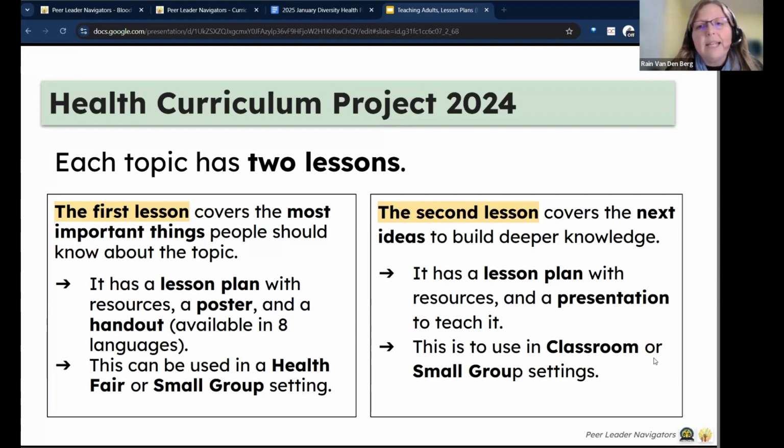So you could use it in a classroom with a group or at a health fair. The second lesson covers the next level of ideas, and this builds a deeper knowledge on the topic. It has a lesson plan with resources and a presentation that can be used to teach it. And this is to use in the classroom or small group settings rather than at a health fair. It's a little bit different format, but it takes that topic a little deeper.